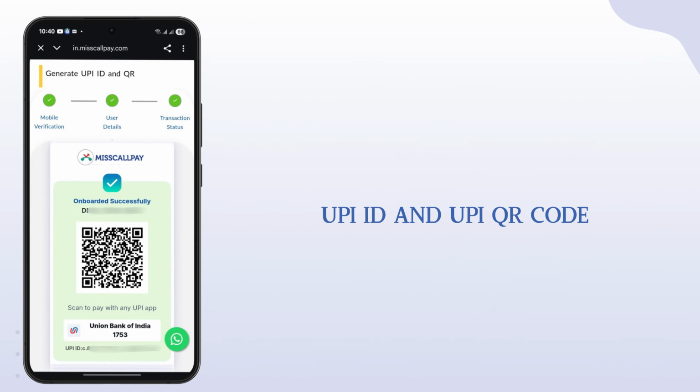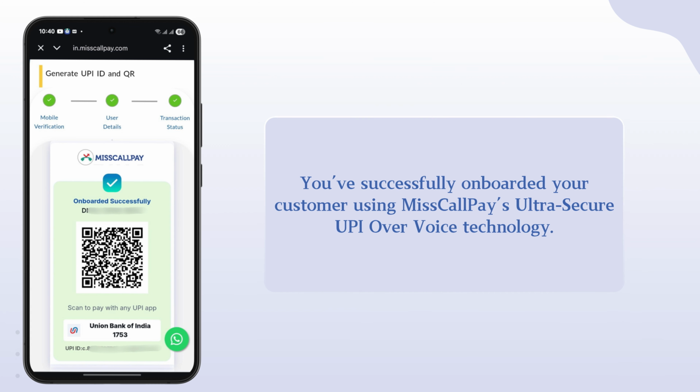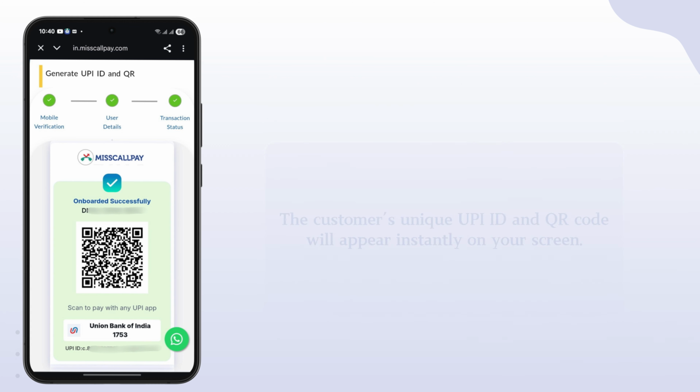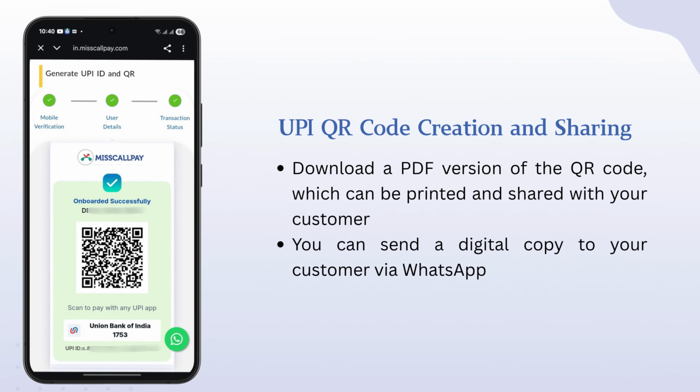Step 8. UPI ID and QR code. Success. Once the UPI PIN is confirmed, congratulations! You've successfully onboarded your customer using MissCallPay's ultra-secure UPI Over Voice technology. The customer's unique UPI ID and QR code will appear instantly on your screen. You can now download a PDF of the QR code, print and laminate the PDF file, which includes 2 pocket QRs and 1 A5 size QR, or share the digital QR via WhatsApp for instant use.